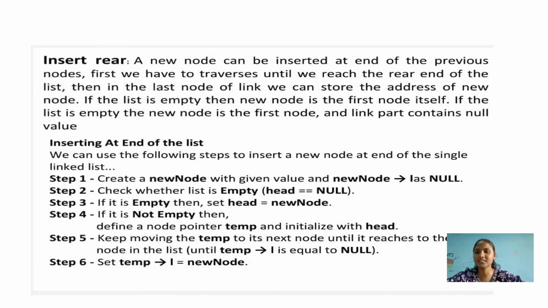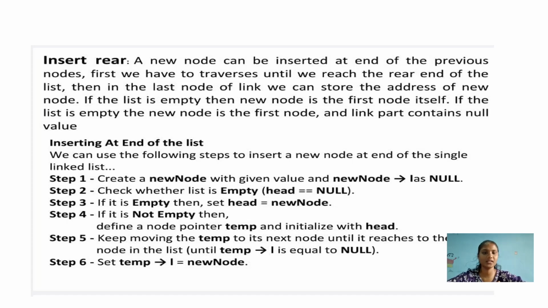Next, coming to insertion at rear. Insertion at rear means we insert the node at the end of the linked list. First, we need to know what the last node of the linked list is. So, we traverse to the last node and find it. If the list is empty, the newly inserted node becomes the first node. If the list is not empty, then the link part of the last node stores the address of the new node.